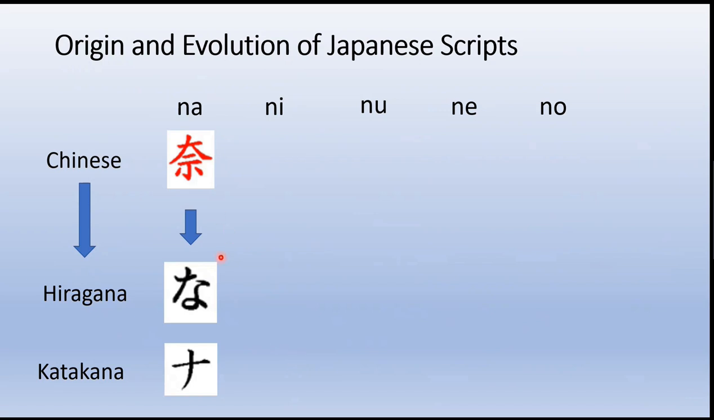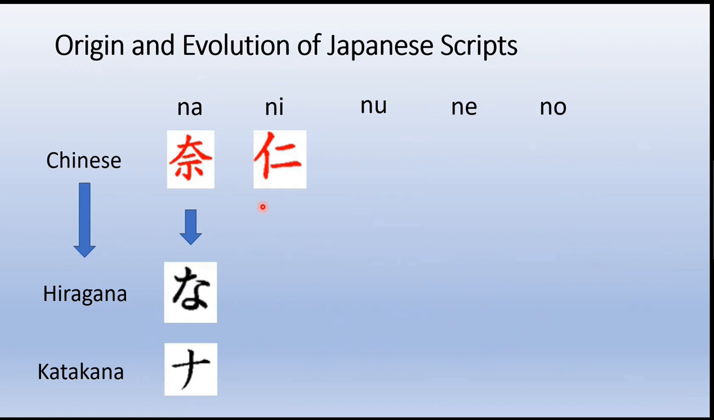So as you can see, this portion of the Chinese symbol has been taken here as Hiragana, and it is a cursive form of writing. So this is written like this portion. And in Katakana only this portion has been taken. So Katakana is simpler than Hiragana, and as I said, Hiragana is a cursive style of writing, and both Hiragana and Katakana have the same origin, which is the Chinese script.